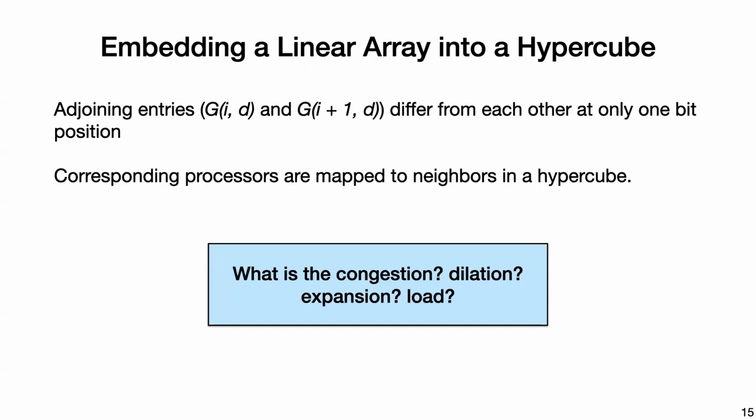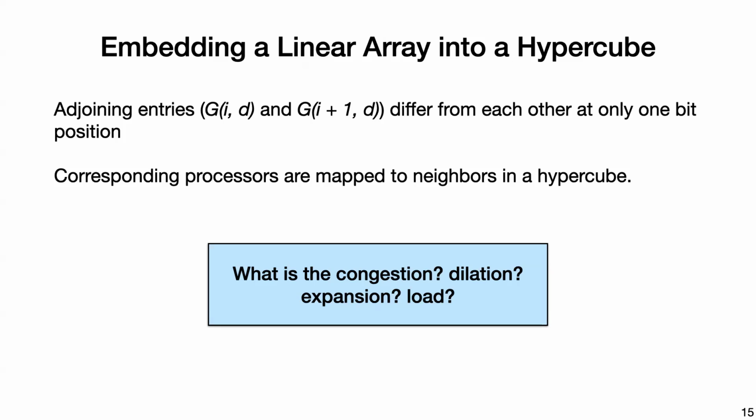Okay. So assume that you have these entries, G(i) and G(i+1), those are gray codes, and they differ from each other by only 1 bit position. Corresponding processors get mapped into neighbors in the hypercube. And then what is this? Well, the load is clearly 1 because every processor gets mapped to one other thing. And then the expansion is also clearly 1 because the ratio of processors in the source to processors in the destination is also 1.